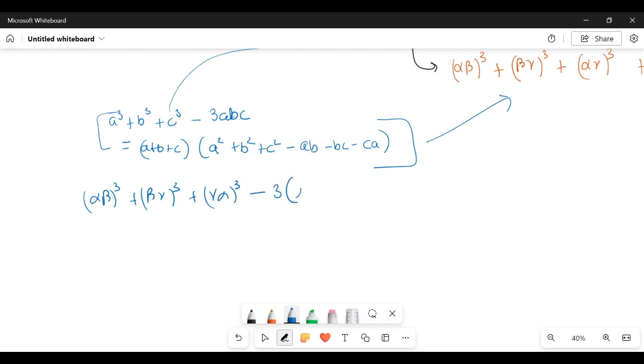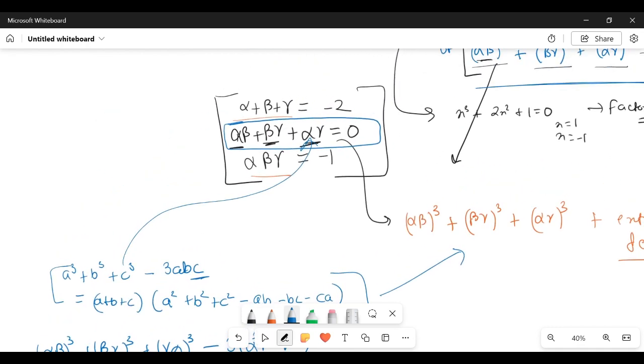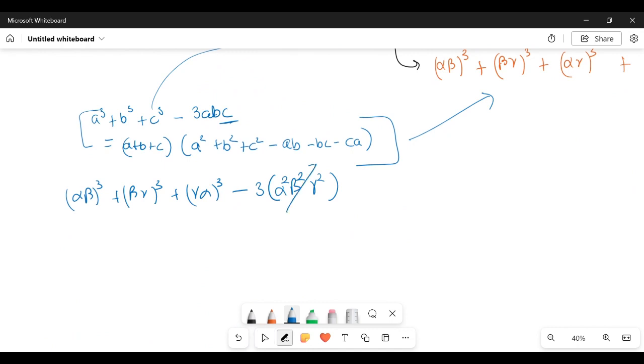of what is A? Alpha beta. What was B? Beta gamma. So beta square and gamma. And what is C? C is gamma alpha. So alpha square and gamma square. And don't we know this? This is basically alpha beta gamma the whole square, and we know the value of alpha beta gamma, so this would simply evaluate to 1.